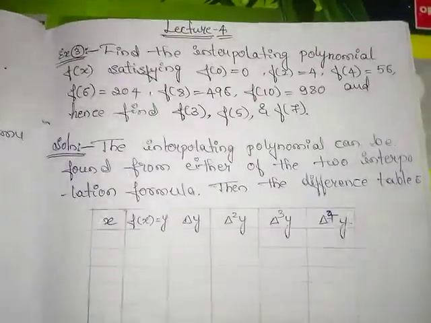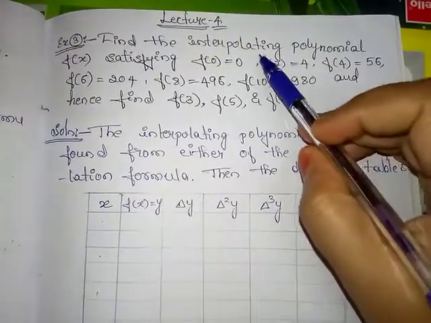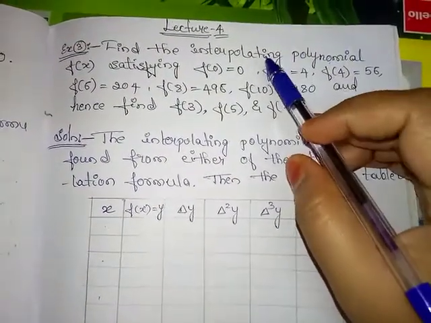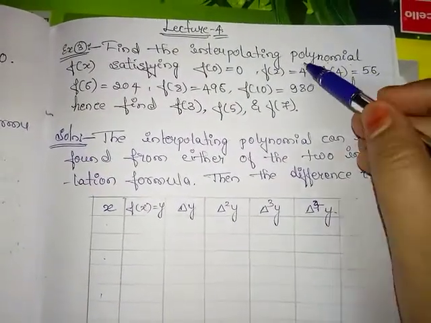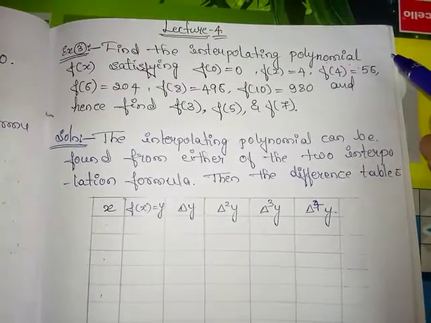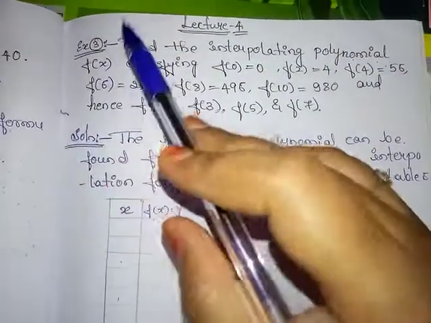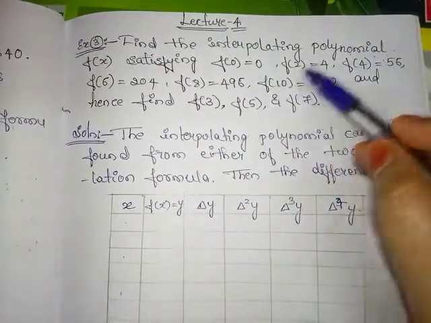Here the question is given in a different way. Here we have to find the interpolating polynomial, right? You all know what is meant by polynomial. Here we have to find the interpolating polynomial f of x, which satisfies these numbers.